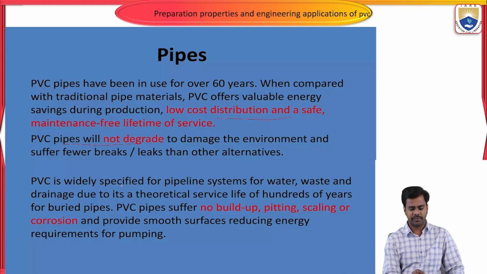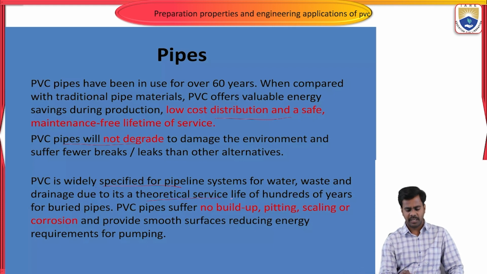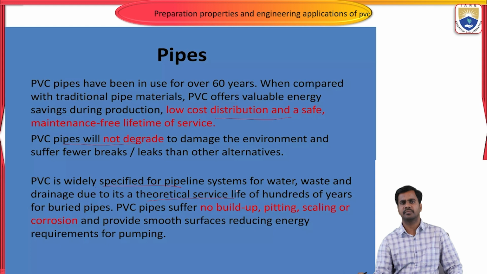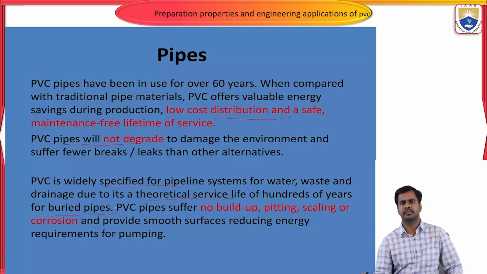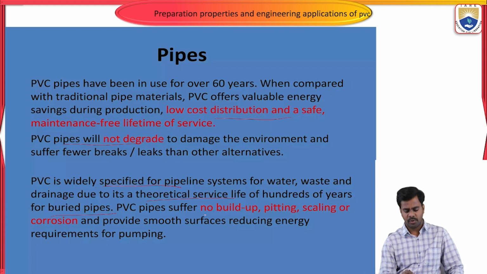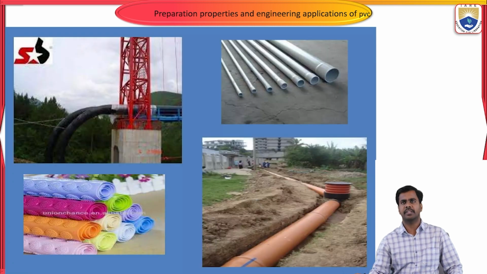PVC is widely specified for pipeline systems for water, waste, and drainage due to its theoretical service life of hundreds of years for buried pipes. PVC pipes suffer no buildup, pitting, scarring, or corrosion and provide smooth surfaces, reducing energy requirements for pumping. These are different types of PVC pipes.